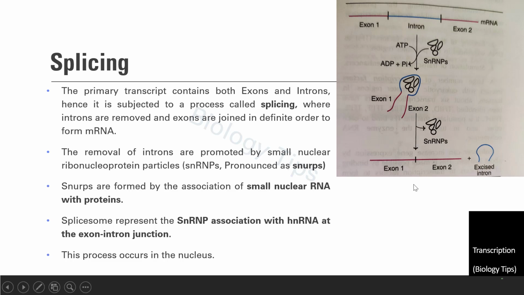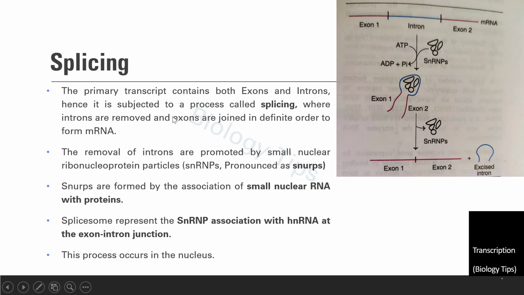The remaining exons are joined again. Now what are you getting? This is the mRNA, right? So this is a process by which we are removing what? We are removing the introns. The primary transcript contains both exons and introns.